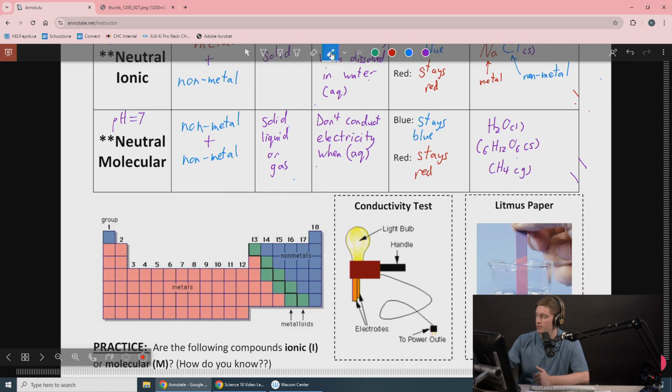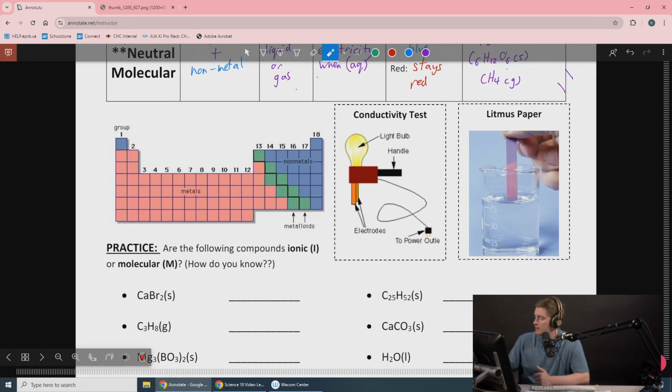Remember from your periodic table that metals are the ones that are left of the staircase, except for hydrogen, which counts as a non-metal, and these green ones are the metalloids. This right here is a little picture of a conductivity test. We'll do some of these in class, or I might demonstrate one if you are watching just the videos. But conductivity test commonly uses a light bulb, and if power can run through the circuit through solution, then the light bulb will light up, and that will tell you whether or not you have an ionic compound or a molecular compound dissolved in solution.